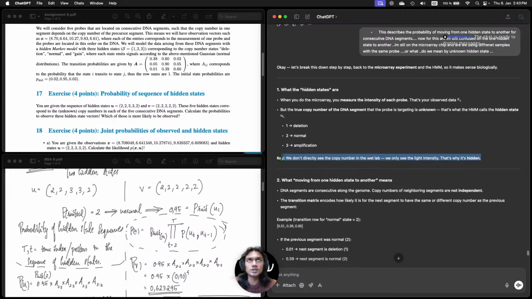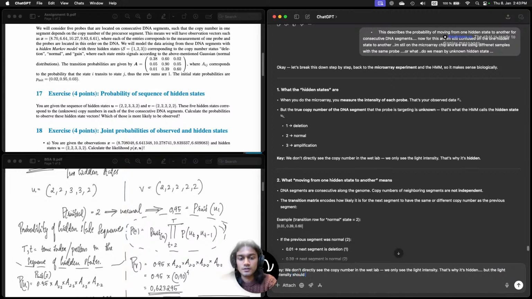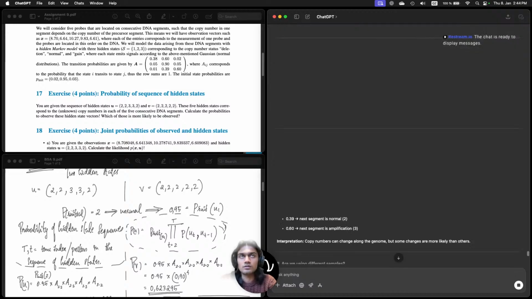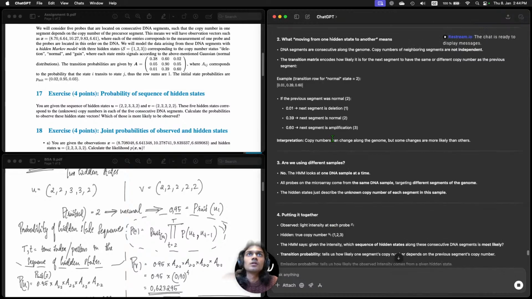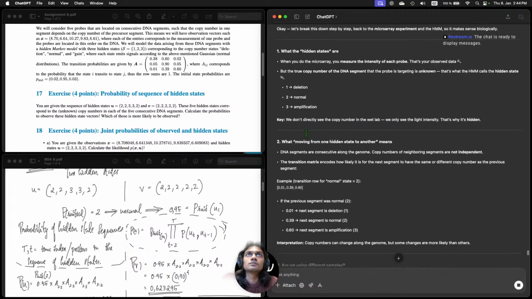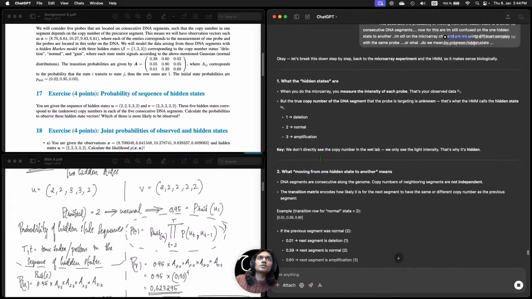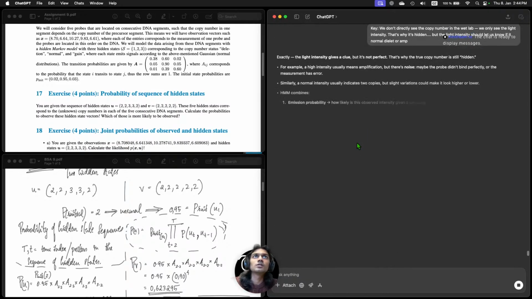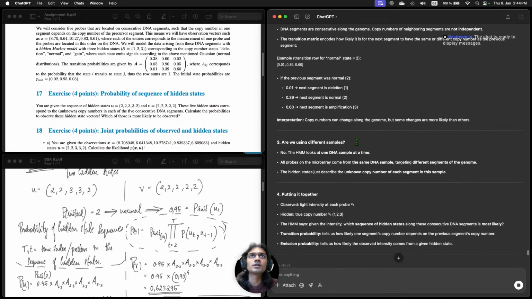But the light intensity should let us know if it's... we don't see directly, oh. Wait, you just explained. Let me first read this.